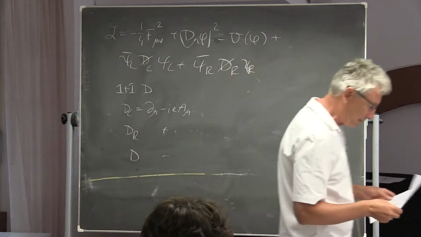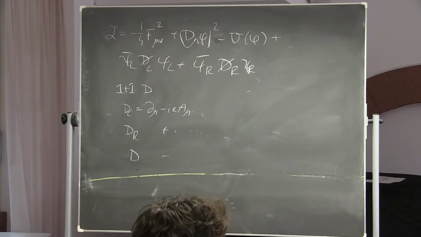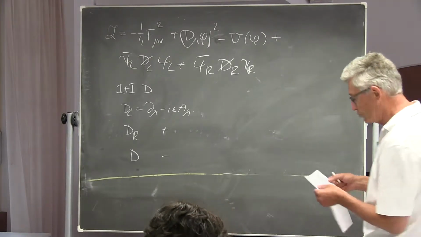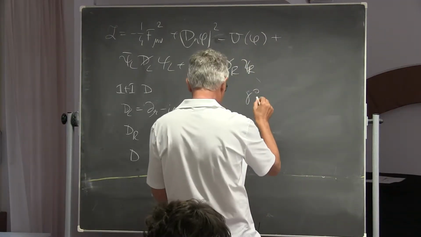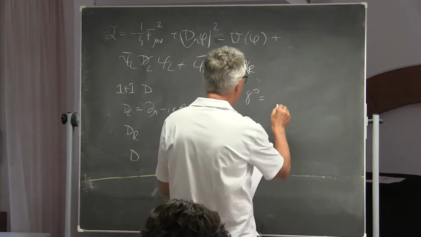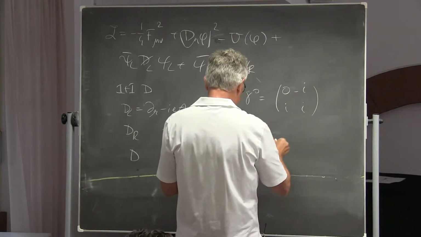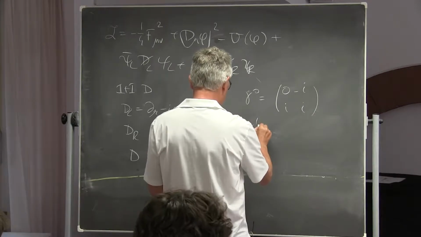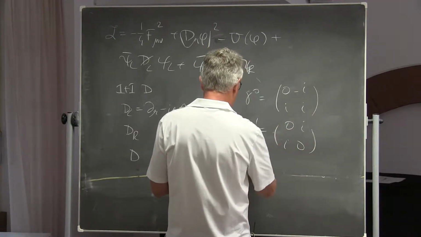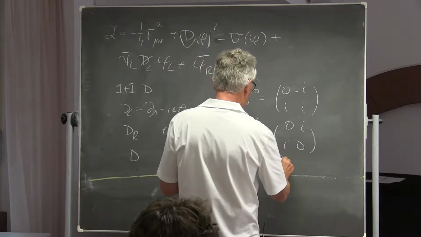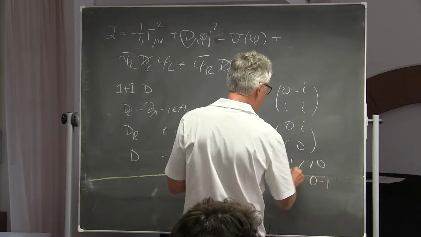So yesterday there was a discussion about what kind of gamma matrices one should choose. So here is the correct one. Yesterday it was not correct. Okay, so the correct choice of gamma matrices is like this, and gamma 5 is gamma 0, gamma 1, 1, 0, 0, minus 1.